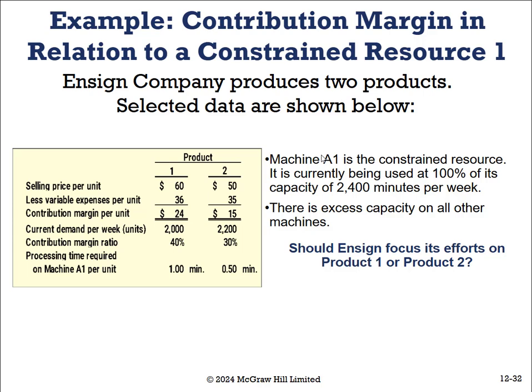Machine A1 is the constrained resource. We're typically using it at capacity 100% of the time, and that is 2,400 minutes per week. And there is an excess of capacity on all of the other machines. So the only constraint is possibly machine A1. So should Ensign focus its efforts on product 1 or product 2? Let's take a peek at this.